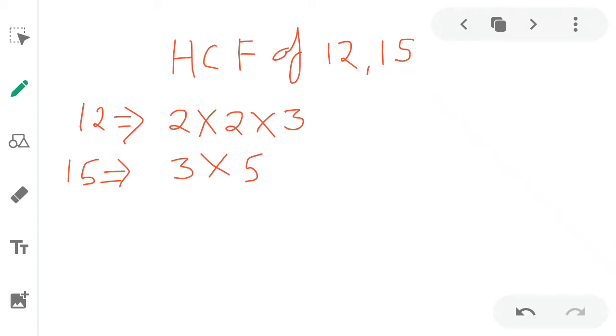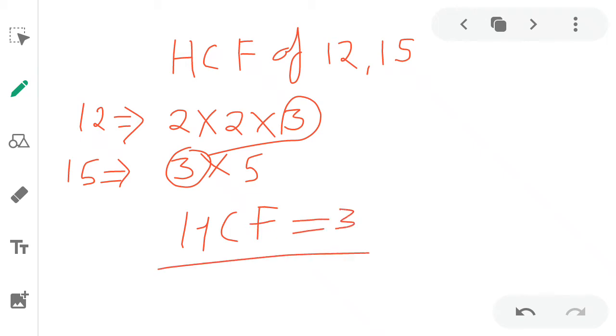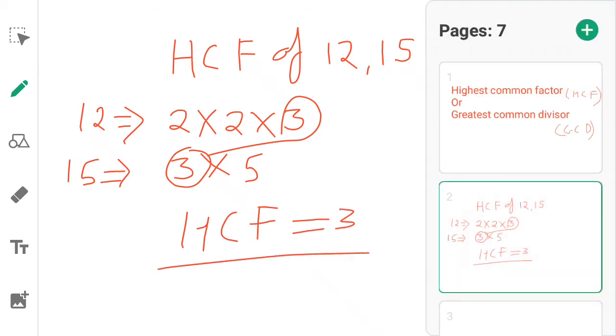Now we find the common factor in both numbers. 3 is the common factor in both numbers. Hence, the HCF is equal to 3. Another example.